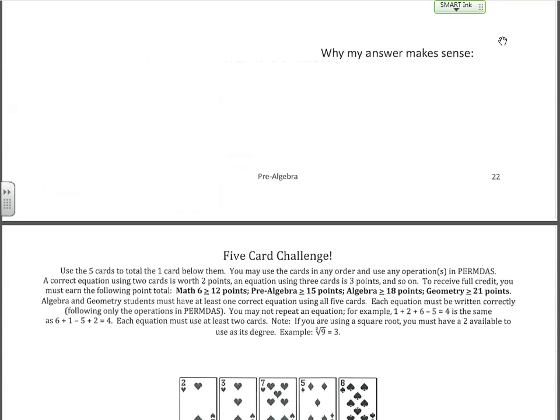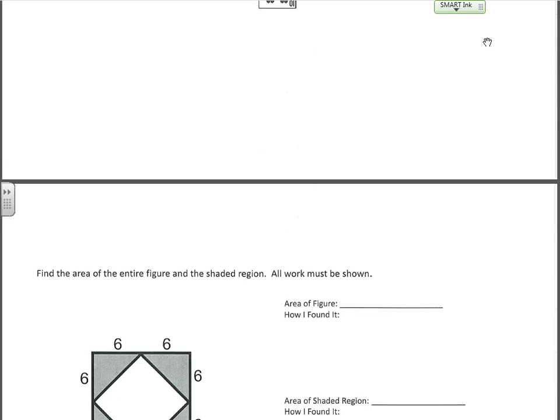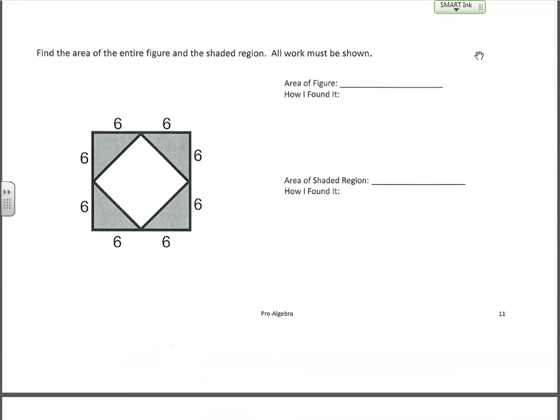Then we have the 5-card challenge. Using these 5 cards, total the 6th, and that card is a 10. So have at it. Make sure you are getting at least 15 points, and use a calculator to check your answer. It makes the most sense. Your calculator always uses the proper order of operations. So type exactly what you put in, put that exactly into a calculator, and if you get 10, then you know that you're right.